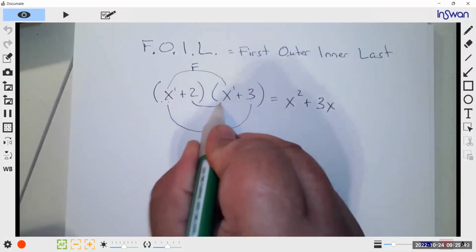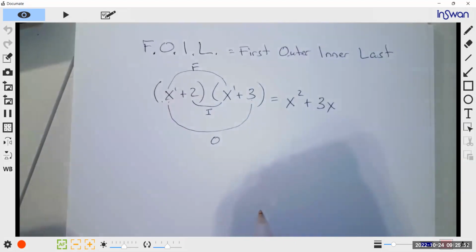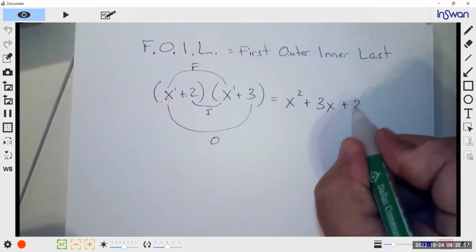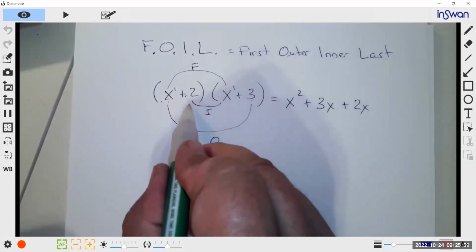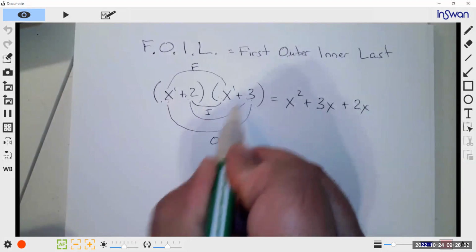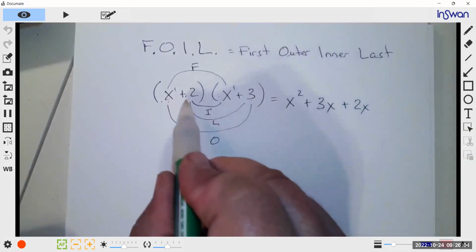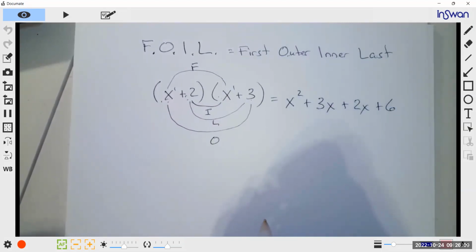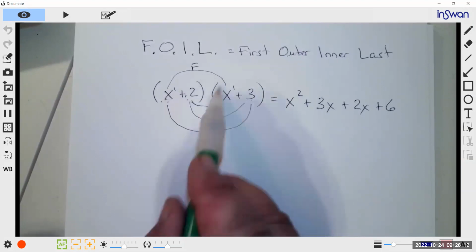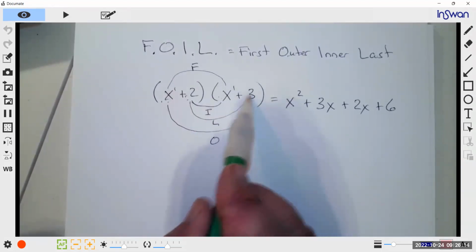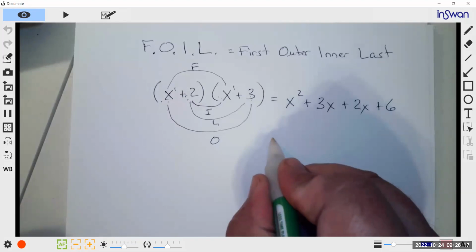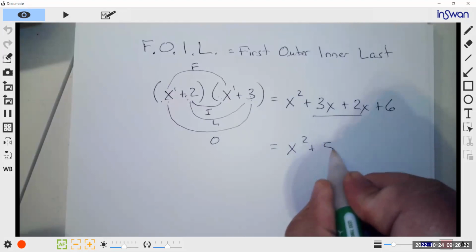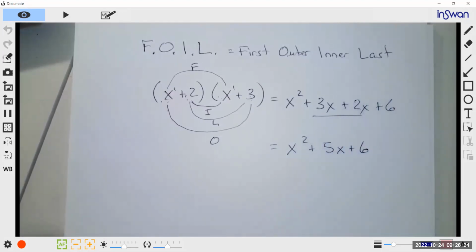Now the inner ones. Positive times positive is positive. 2 times x is 2x. Now the last ones in the terms. Positive and positive is positive. 2 times 3 is 6. And there we have it. Because by these lines, this one's been to both of those, this one's both of those, so it's been distributed. Combine like terms. And there's your answer.